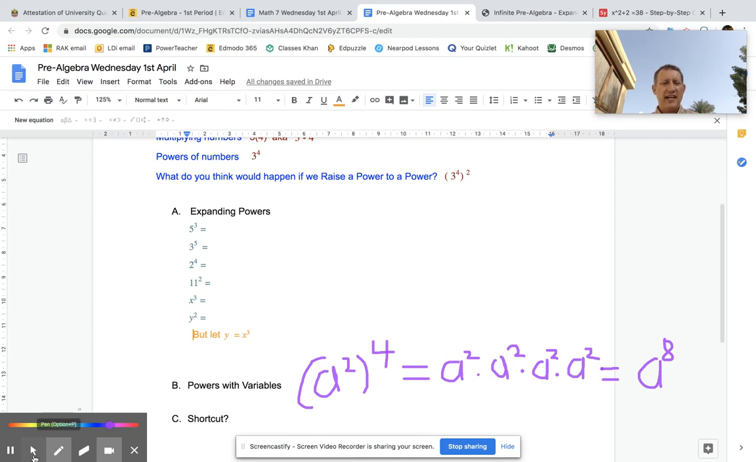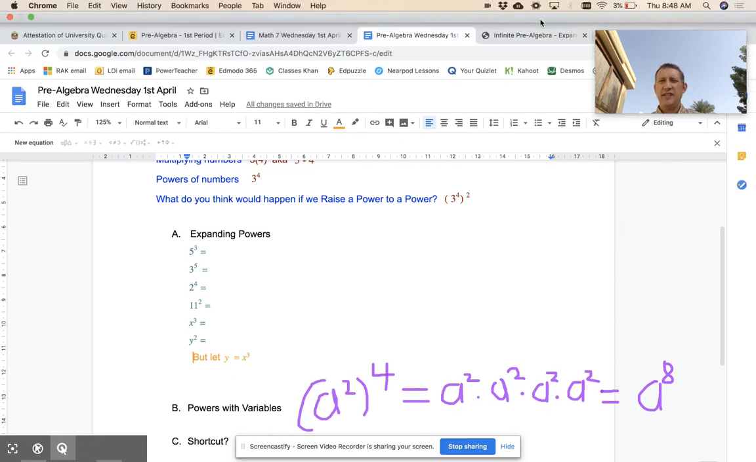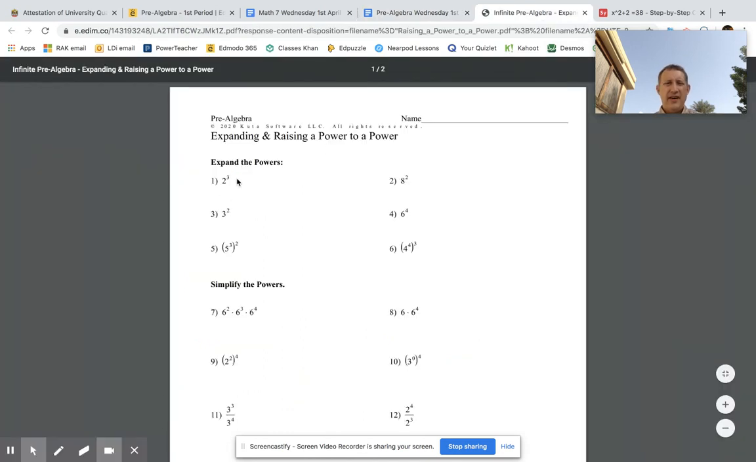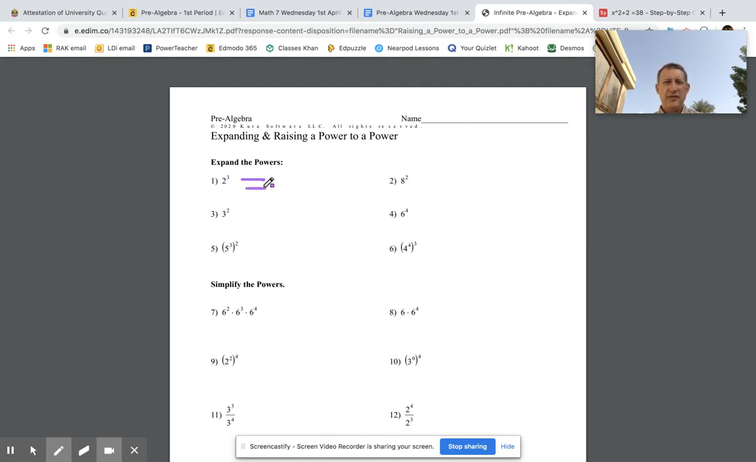One last thing, I'm going to show you just a few examples on your worksheet, before the battery dies here. All right, so for these first ones, expanding a power to a power, they just want you to expand it. So for 2 to the 3rd, I just want you to write it as 2 times 2 times 2. Don't worry about the answer key for these 6, I'm sorry. Just expand it out.